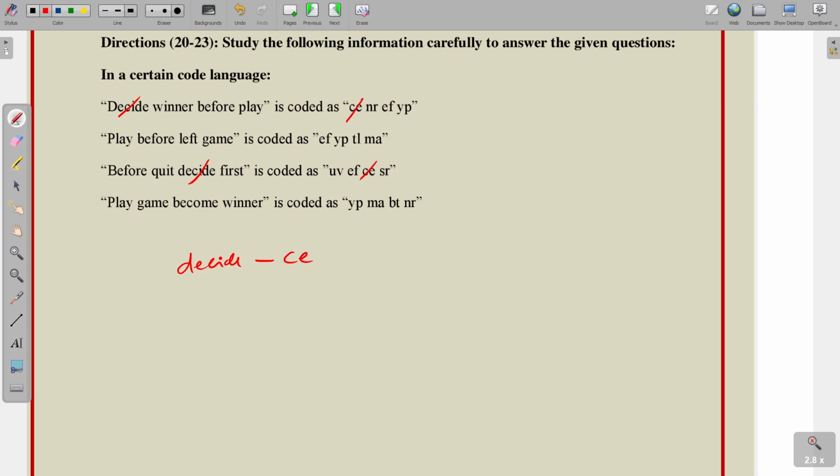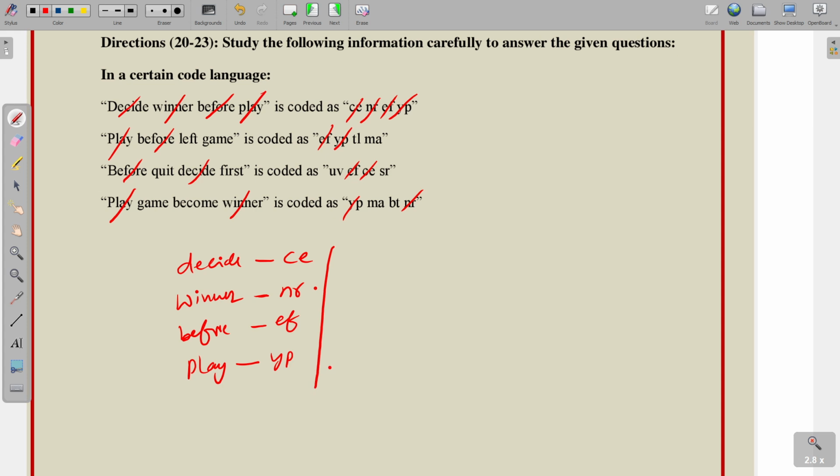Only C is repeating in first and third. And next winner, so there is no other winner, so winner is in only first and fourth. What is the code for winner? So that is only NR, so NR is the code for winner. Next before, so before and before, first, second and third. So see, first, second and third, that is EF. EF is the code for before. Remaining play. And next play, first and fourth, and first, second and fourth. So what is the code for play? So YP and YP.